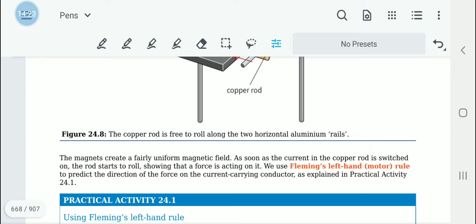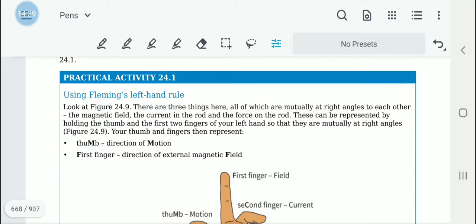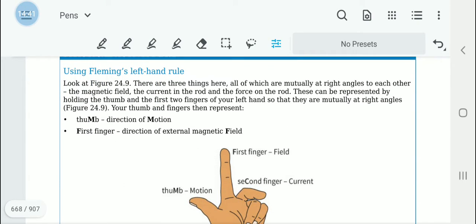So this principle is defined by Fleming's left hand motor rule. We can predict the direction of the force on a current carrying conductor. So let's figure out how we can do it using a practical activity.